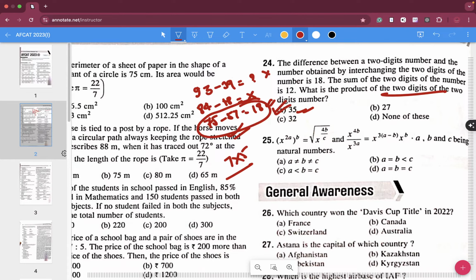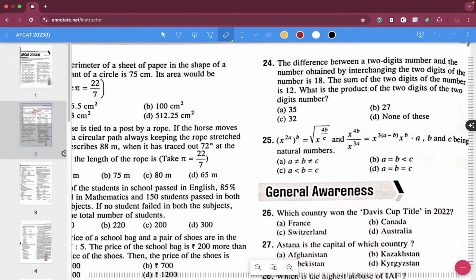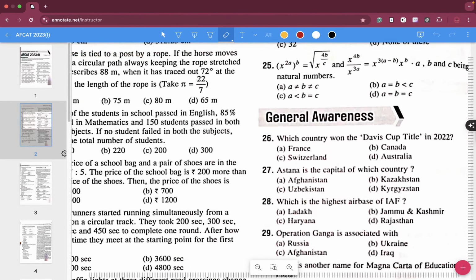Let's look at question number 25. It looks like a difficult one, but if you solve it, you will realize it's not that difficult. In this, if we just worry about this, can we write x raised to the power 2ab, which is equal to x raised to the power 4b minus c?